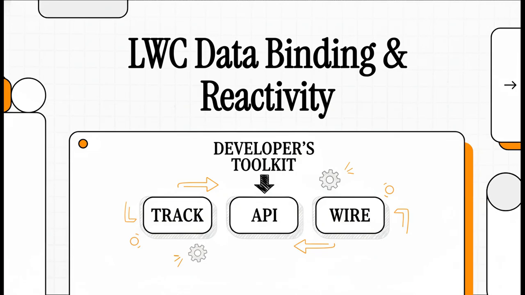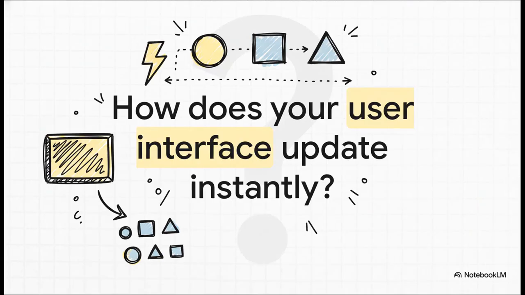All right, let's talk about something that's at the very heart of Lightning Web Components. How in the world do your data and your user interface stay so perfectly in sync? We're going to break down the three key tools, @Track, @API, and @Wire, that make this magic happen. Let's dive right in. Seriously, have you ever stopped to think about it?